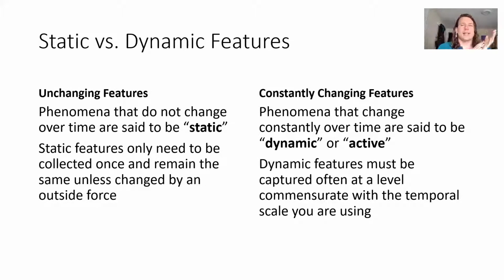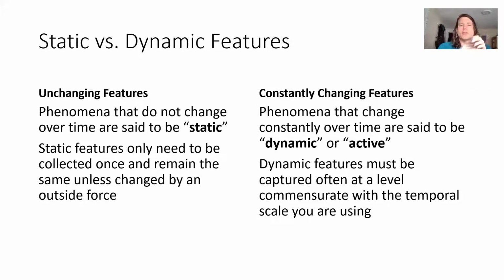This brings up the idea of static versus dynamic features. So a static feature is something that's unchanging in time. Phenomena that doesn't change over time is said to be static. So static features only need to be collected once and they'll remain the same unless changed by an outside force. So in actuality, nothing in the universe is a static feature, but on the scale of human life or some of the scales that we're concerned with, there's plenty of examples of static features. For instance, the North Shore Mountains would be a static feature. They're not going to go anywhere unless an outside force does something to it. So mountains are a good example of that. On geologic timescales, they're not static features. They can be washed down by erosion, but on human timescales, they're not going to change.